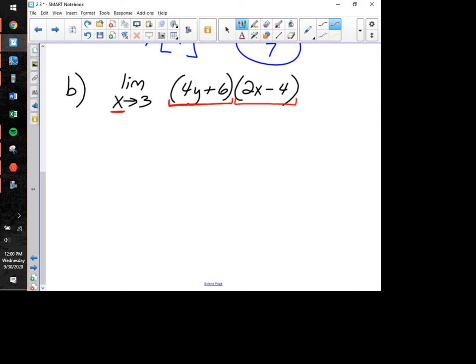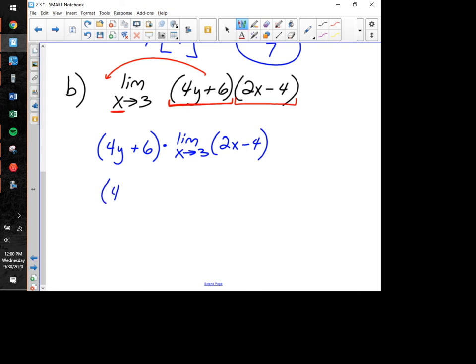And so even though it's not technically a constant, it is a coefficient unaffected by the limit, so we can still treat it like a constant and bring that first binomial factor all the way out in front and make that 4y plus 6 multiplied by the limit as x approaches 3 of 2x minus 4. So then we can go ahead and evaluate this. 4y plus 6 is now going to get multiplied by, well, 2x minus 4 is a continuous function everywhere, so go ahead and put the 3 in there. 2 times 3 minus 4 is going to get us 2.